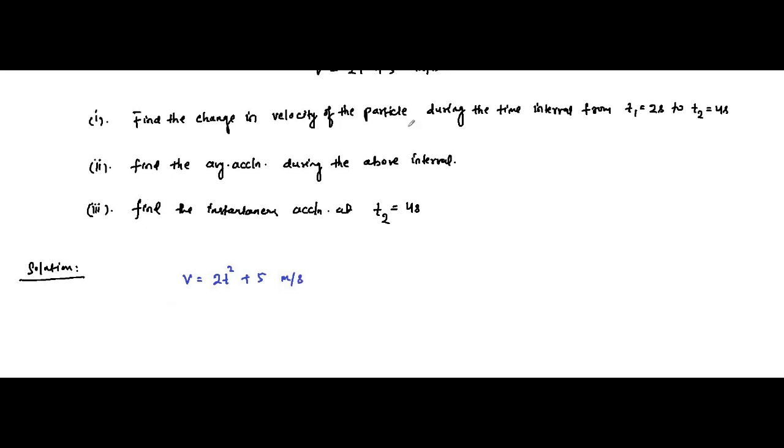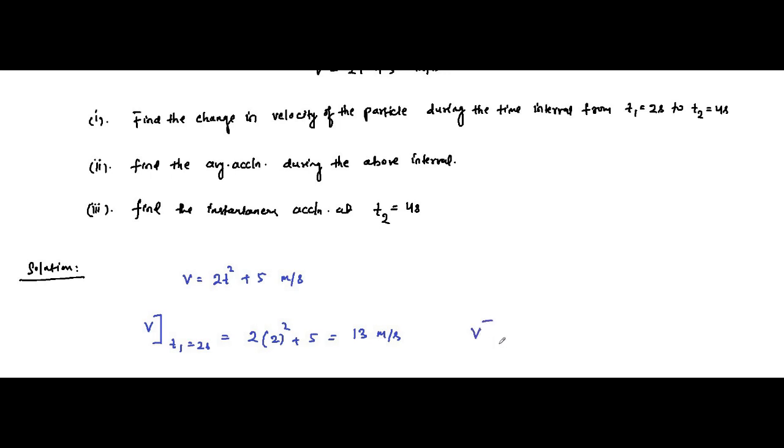First bit, to find the change in velocity from t1 equals 2 seconds to t2 equals 4 seconds. So first we have to find the velocity at t1 equals 2 seconds. Simply substitute t with 2 seconds: 2 square plus 5, which is equal to 8 plus 5, which is equal to 13 meters per second.